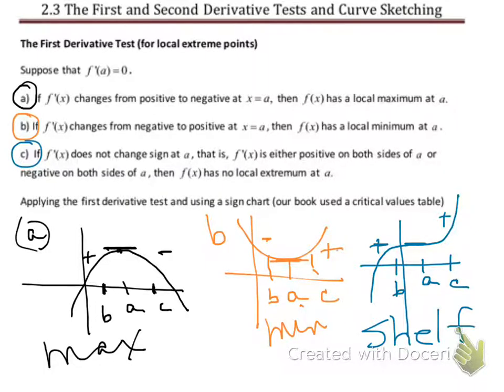A shelf is neither a max nor a min. A shelf is actually an inflection point, because you see how the concavity changed? It's concave down here and concave up here. So if you have a slope of 0, but your sign does not change for your slope on either side of that 0, then you have discovered a shelf or an inflection point, and you're not going to have a max or a min there. Alright, let's go through the first example, and I'll show you how to do a sign chart as well.